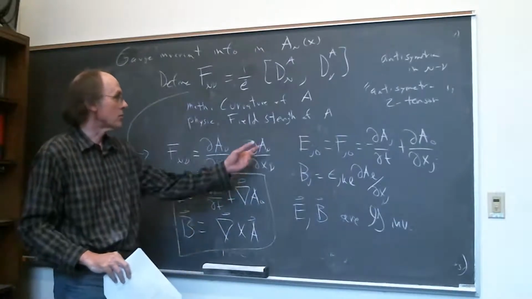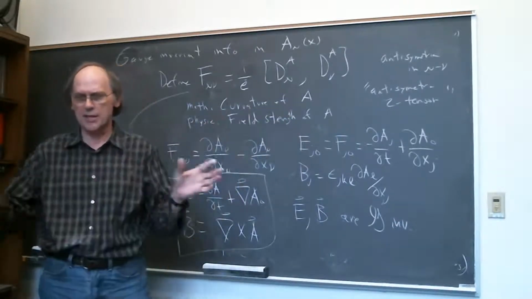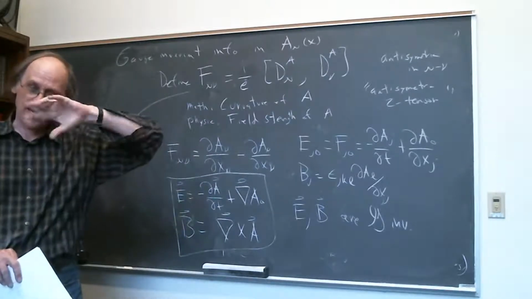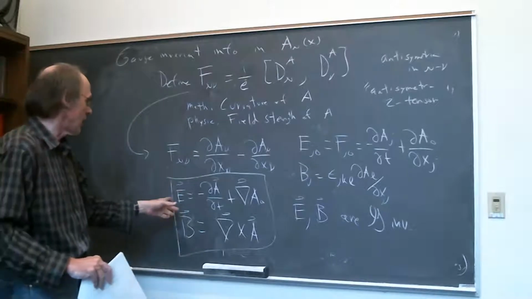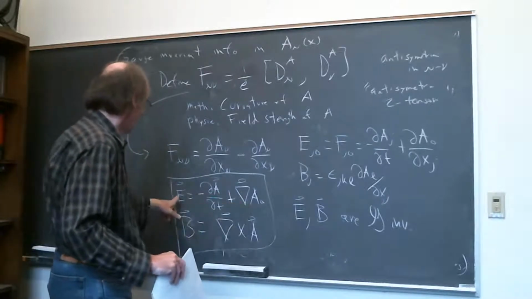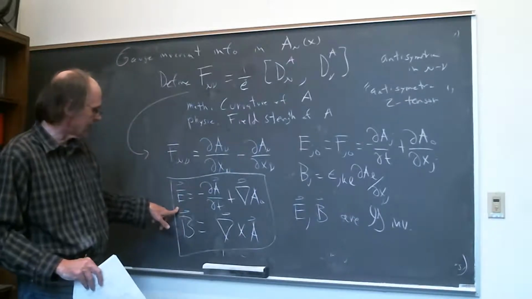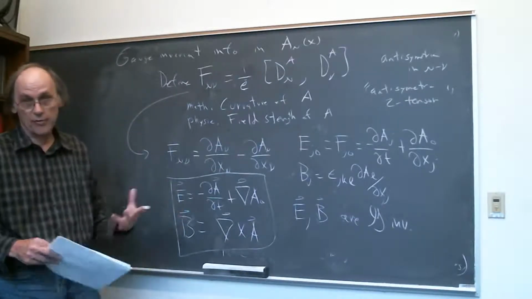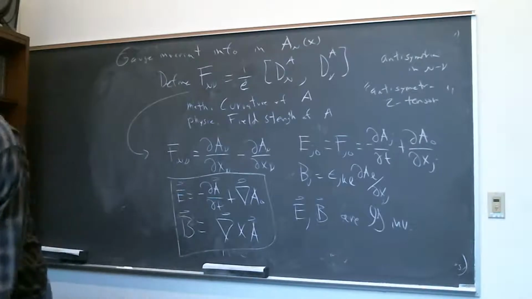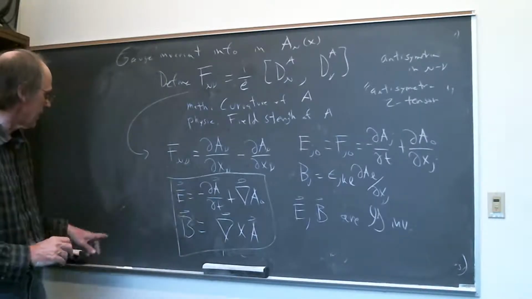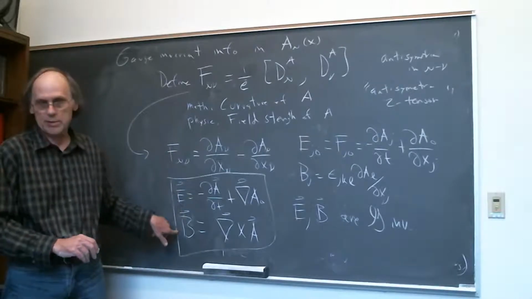Okay, so the problem with trying to work with A is that it's doing something complicated and funny when you act with this group on it. But when you act with the group, these guys are just functions of spacetime, and they have the physical interpretation that this is the electric field, and this is the magnetic field.